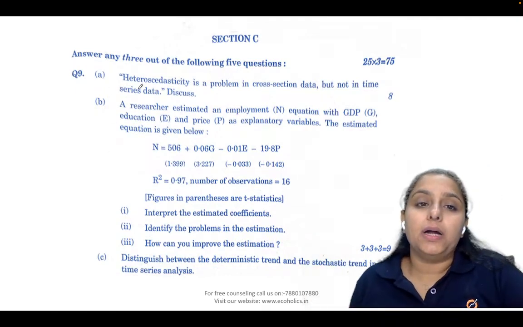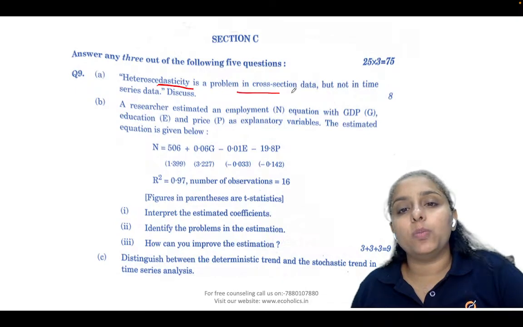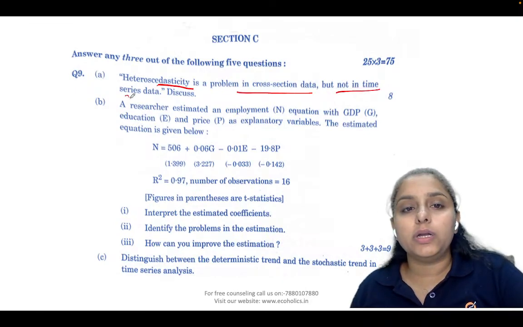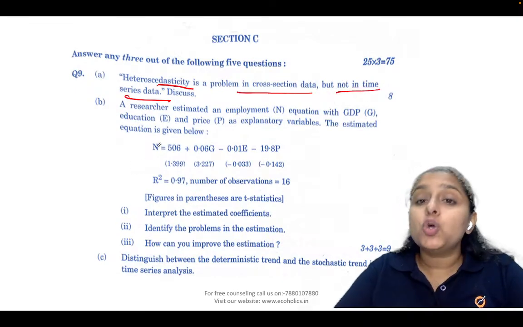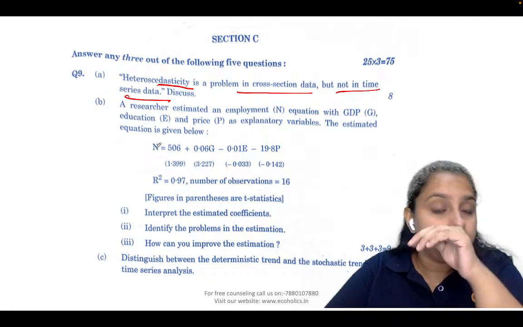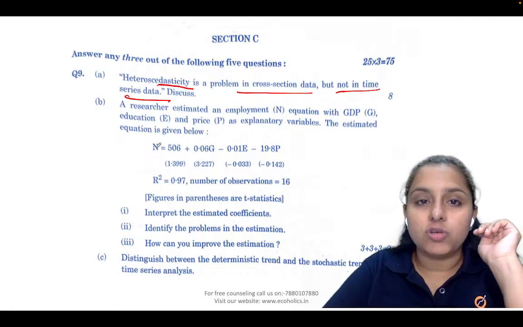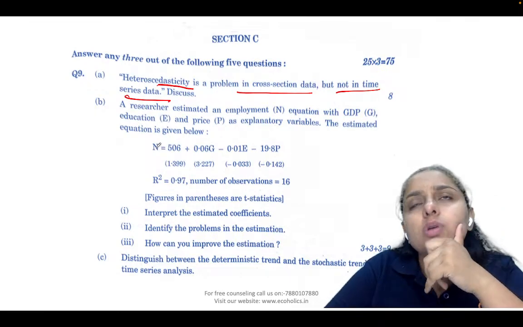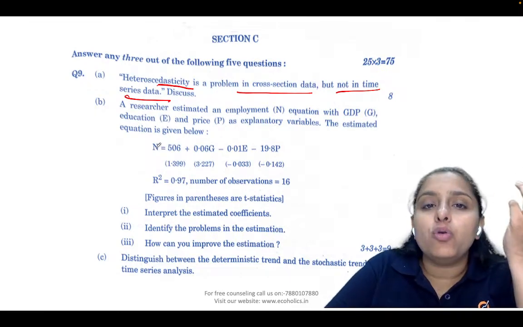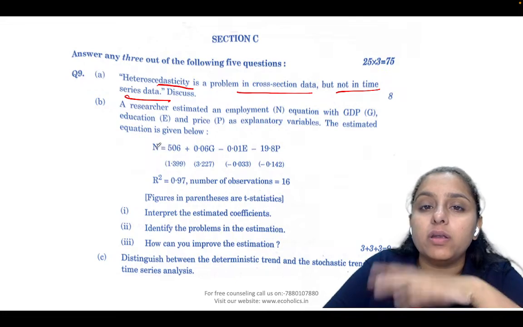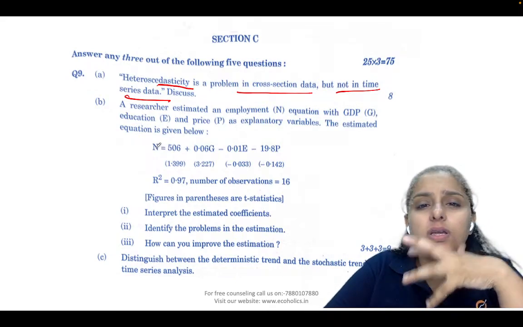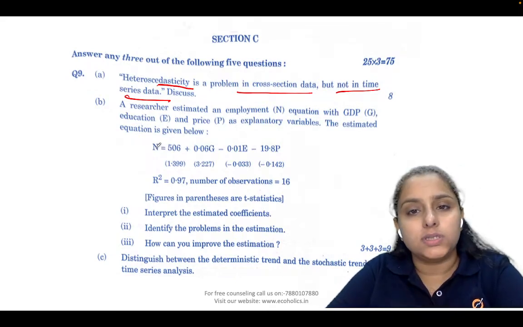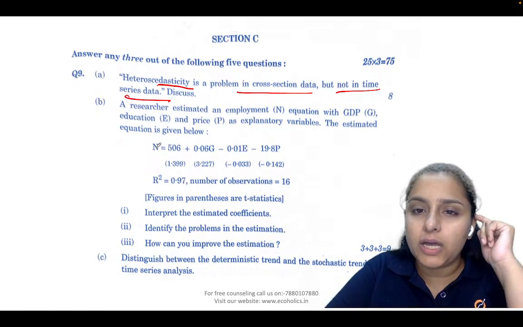Question number 9A part. Heteroscedasticity is a problem in cross-section data but not in time series data. So as soon as we see this question, the first thing that comes to our mind is that, okay, we have done hetero, we know how to detect it, we know how to correct it. But we always do hetero in cross-section data, but time series में तो किया ही नहीं.